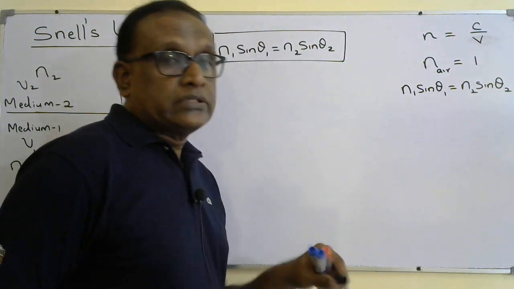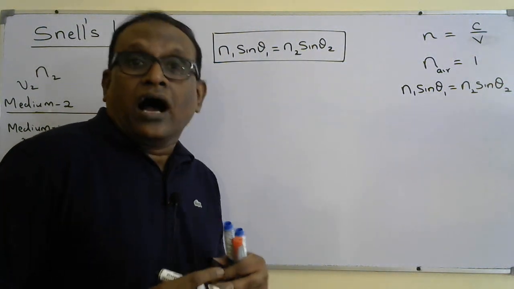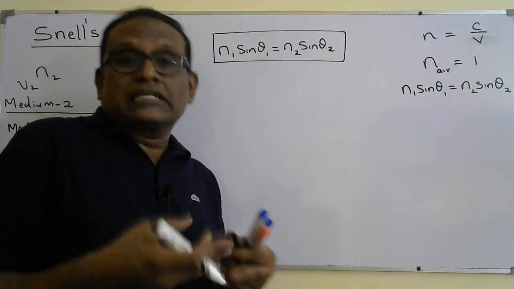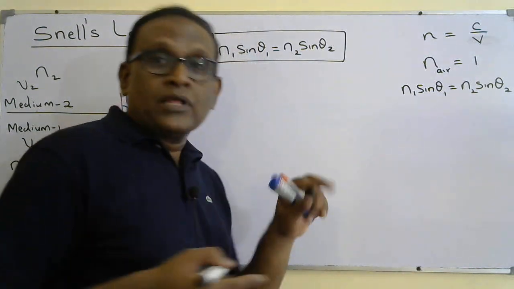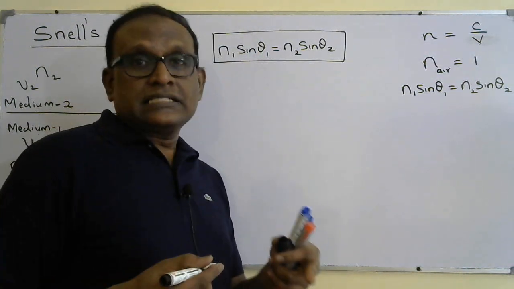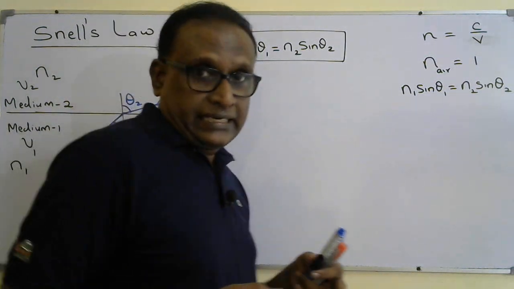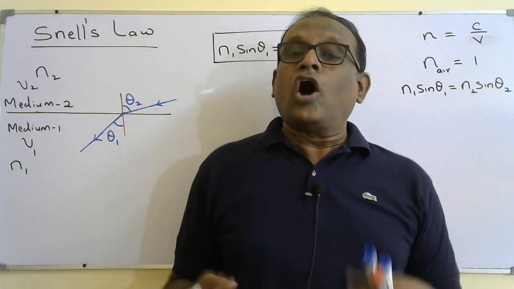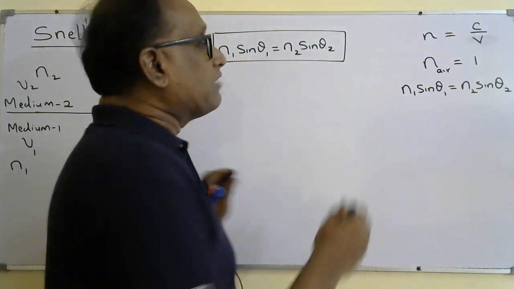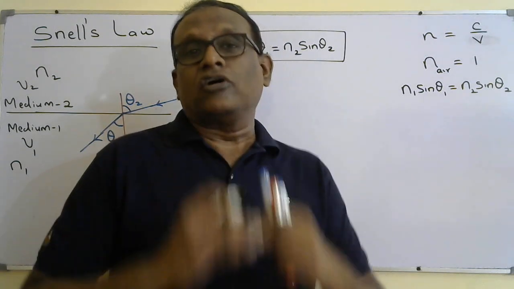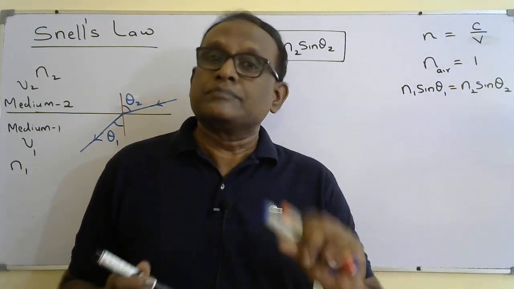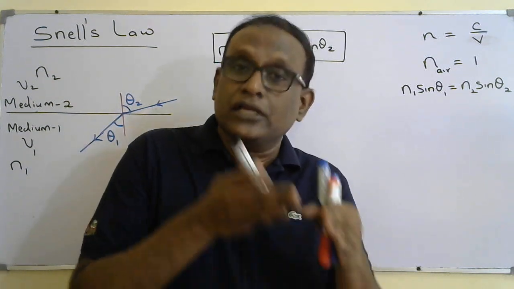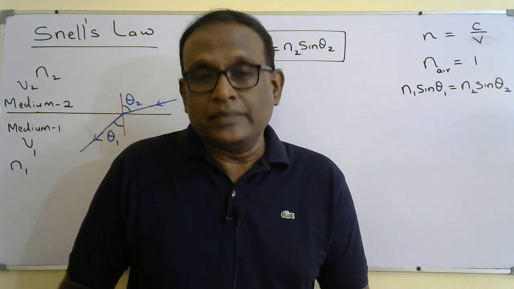Then you should know how the speed of light in one medium compares to another medium. Where the speed of light is higher, we call it an optically less dense medium, meaning the refractive index will be lower for that medium. An optically denser medium means the speed of light in that medium will be lower and the refractive index will be higher.